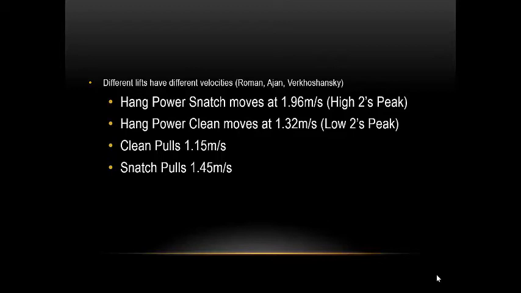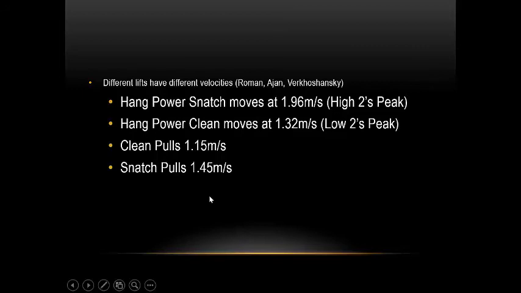We know that a hang power snatch moves at about 1.96 meters per second, and a hang power clean at about 1.32 meters per second. And then we look at the peaks as those occur, and these are approaching 1RM velocities. The 1RM peak velocity for a hang power clean tends to be about 1.44 meters per second for most football players.